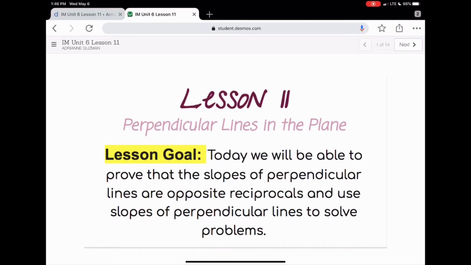All right, so today is focusing on perpendicular lines in the plane. Lesson 11, their goal is to be able to prove that the slopes of perpendicular lines are opposite reciprocals and use slopes of perpendicular lines to solve problems. I know this seems kind of heavy, but we'll get into this.